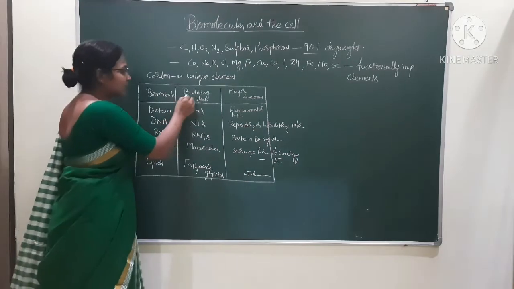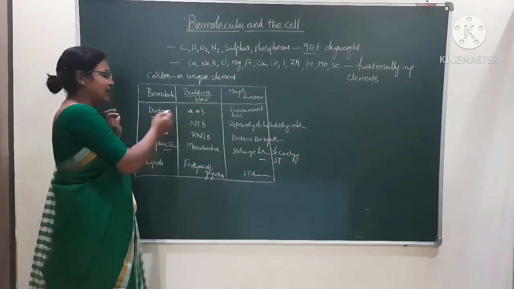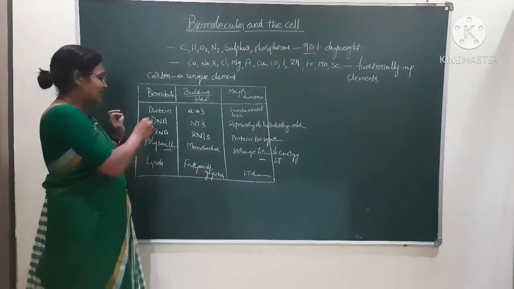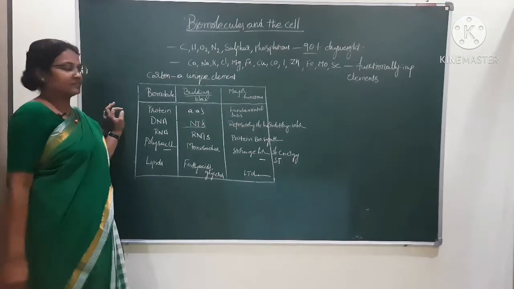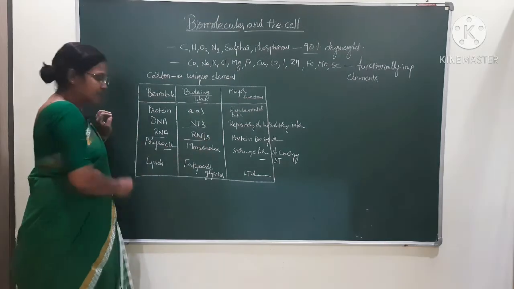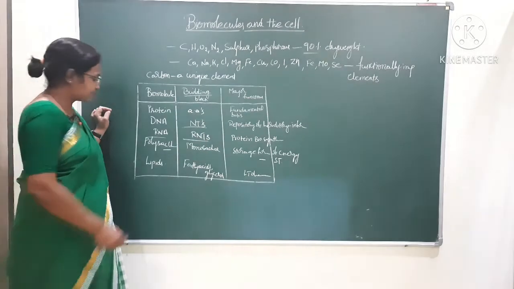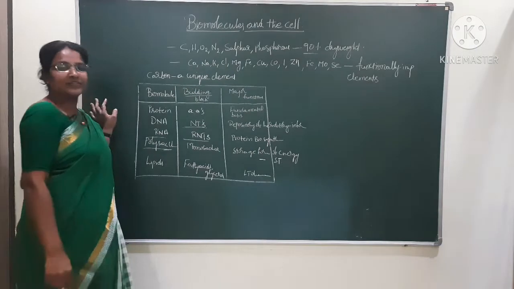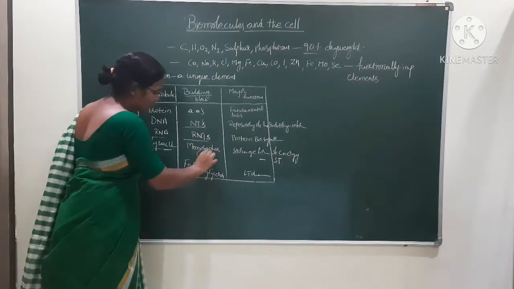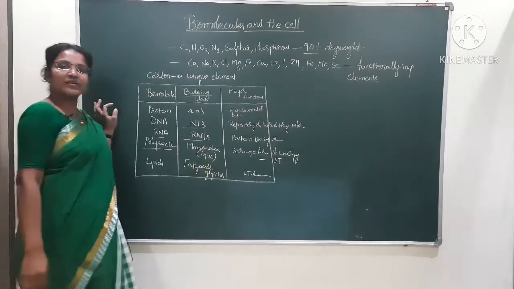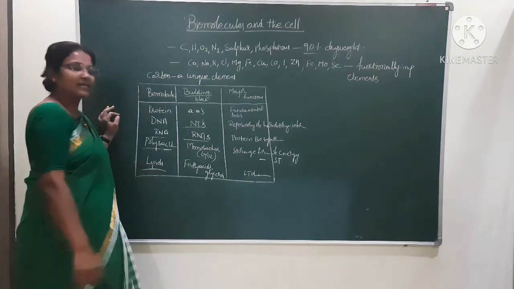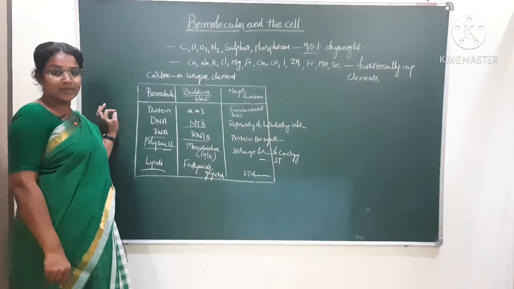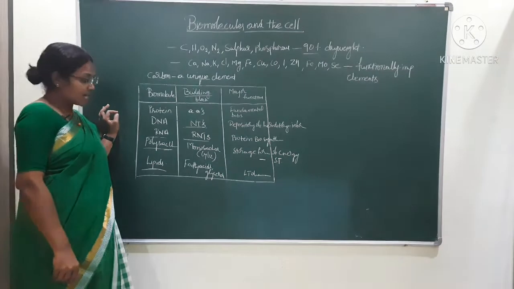So what are the building blocks? Proteins are made with amino acids. DNA is made with deoxyribonucleotides, and RNA is made with ribonucleotides. Polysaccharides are made with monosaccharides. Glucose is one of the monosaccharides. Lipids are made with fatty acids and glycerol.